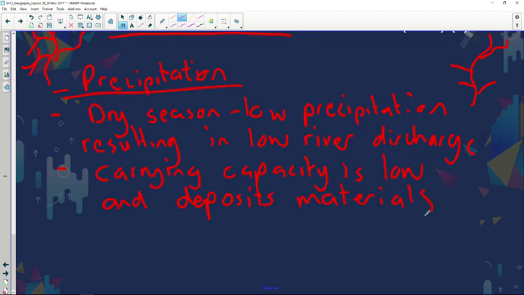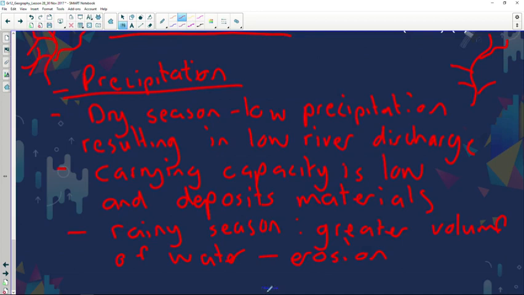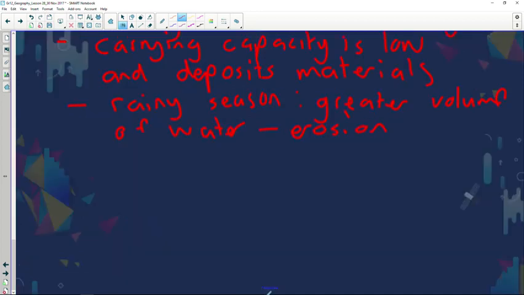And then, if we look at the rainy season, what's going to happen? Rainy season, greater volume of water. And there's going to be erosion because of greater volume of water. Now let's quickly go and have a look at the gradient.